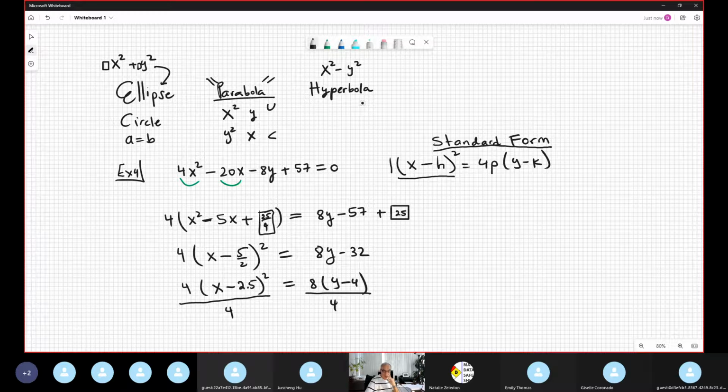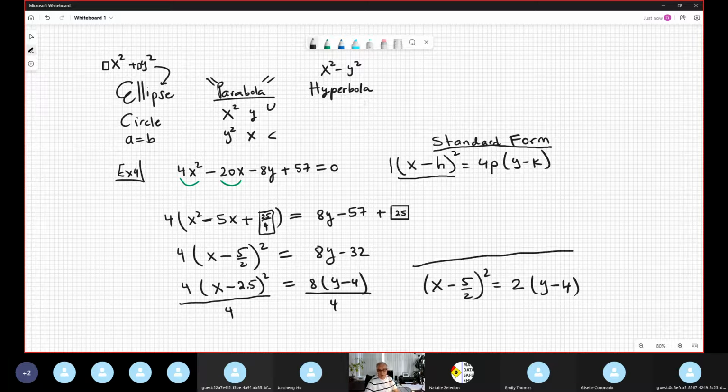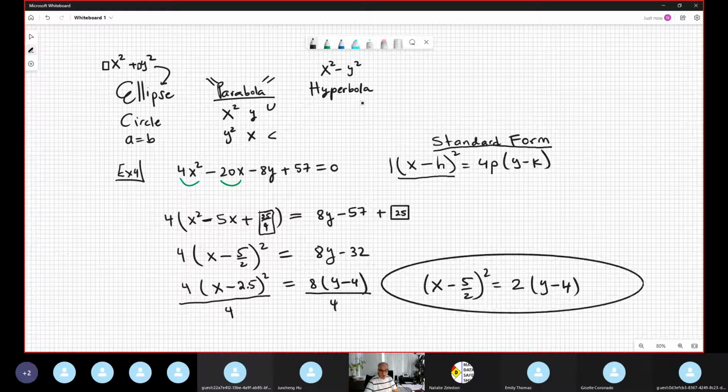Now, definitely, you have x minus 5 over 2, or 2.5, the way you prefer. x equal 8 divided by 4 is 2, y minus 4. Cool. And this is my equation, equivalent 100% to the original. It's algebraically the same thing, but now you can see more clearly who is H, who is K, and who is P.